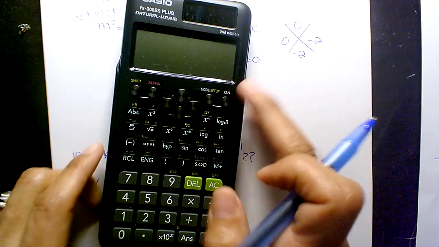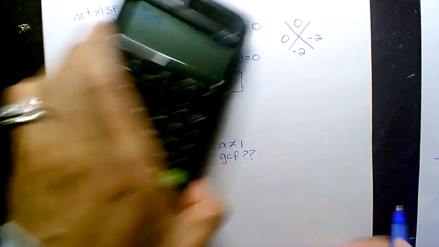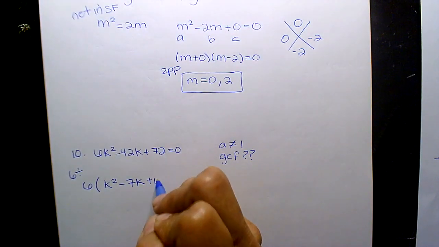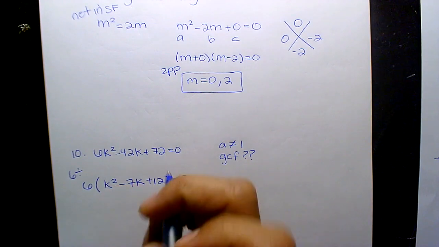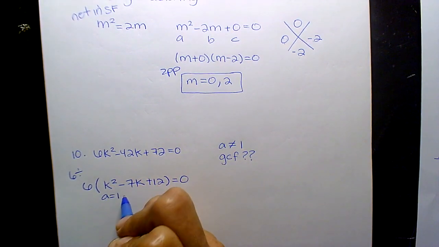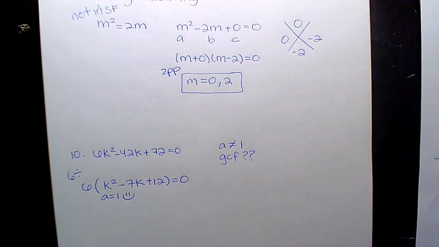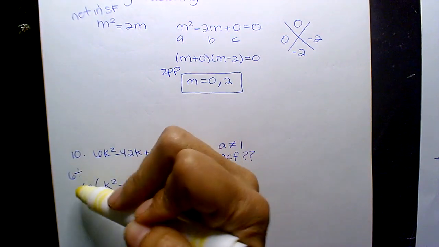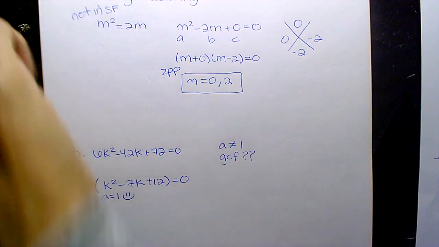And what's 72? Let's show. 72 divided by 6 is 12. Plus 12 is equal to 0. And now you have A equal 1 here. This is a really, really easy problem that you could just magic X now, right? But you cannot forget about this GCF 6. Don't forget about that, okay?